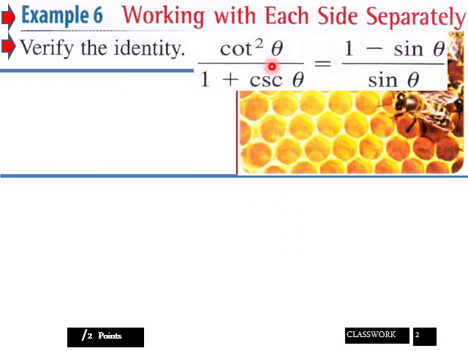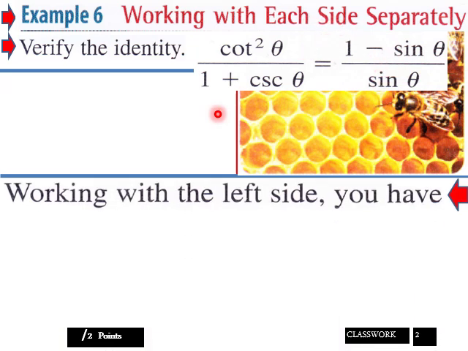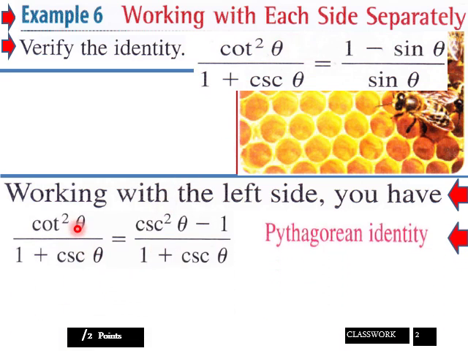Verify the identity: cotangent squared theta over 1 plus cosecant theta equals 1 minus sine theta over sine theta. We're going to work with each side separately. Working with the left side, cotangent squared theta over 1 plus cosecant theta is the same thing as cosecant squared theta minus 1, over 1 plus cosecant theta. We changed our numerator by using a Pythagorean identity.